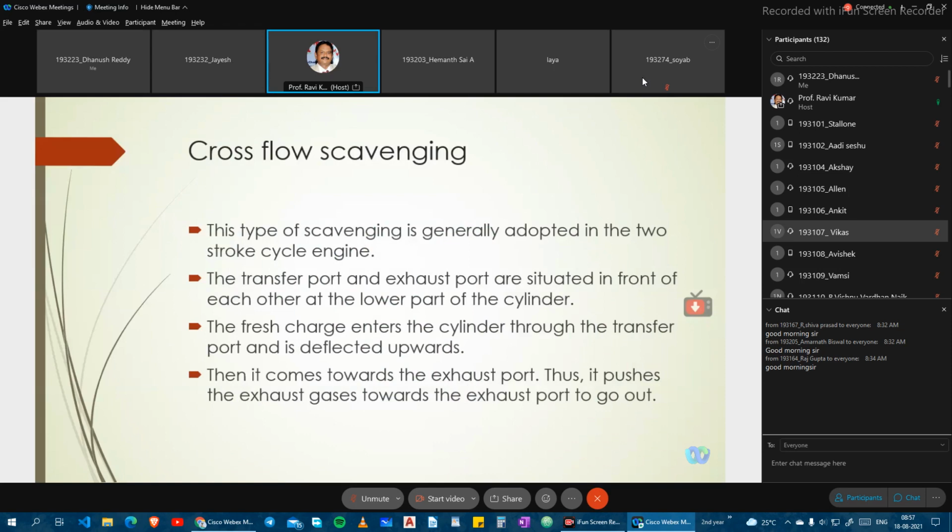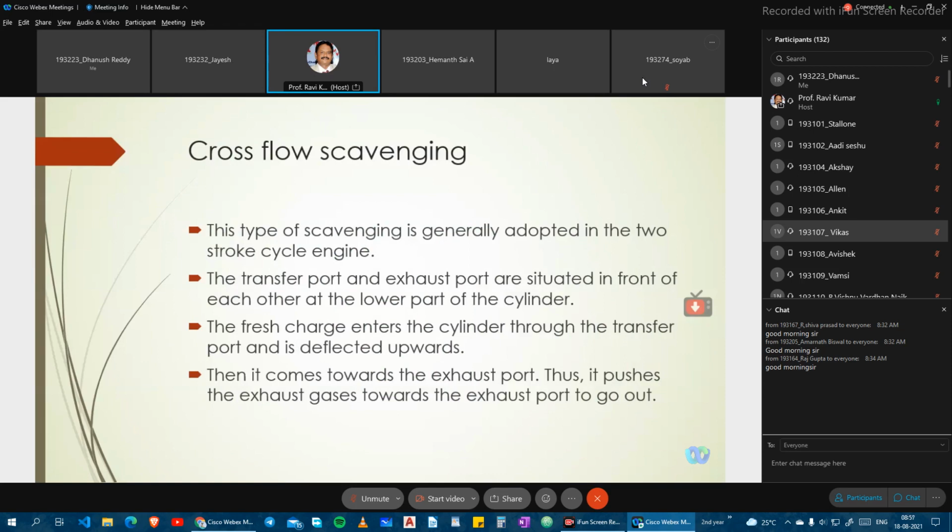Basically, the cross flow has a single cylinder, but uniflow and loop can have a number of cylinders also. More than two or three cylinders can adopt it. This type of scavenging is generally adopted in two-stroke cycle engines. The transfer port and exhaust port are situated in front of each other at the lower part of the cylinder.